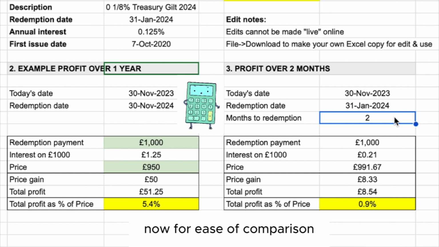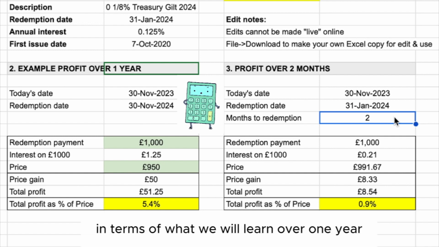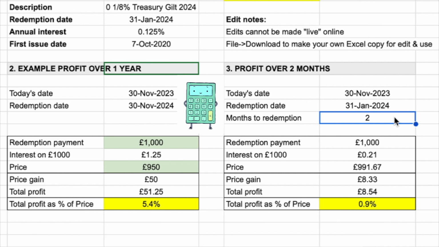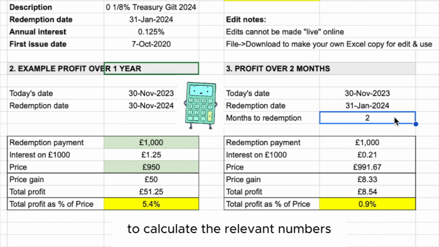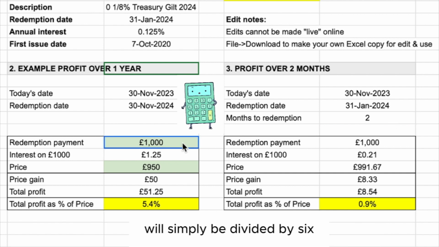Now, for ease of comparison, interest rates and yields are always quoted in terms of what we will earn over 1 year. These are so-called annualized numbers. So we typically need to do a little work to calculate the relevant numbers over our investment period. So how do we do that? Well, it's actually quite straightforward. 2 months is 1/6 of 1 year. So most of the numbers we saw in section 2 will simply be divided by 6.